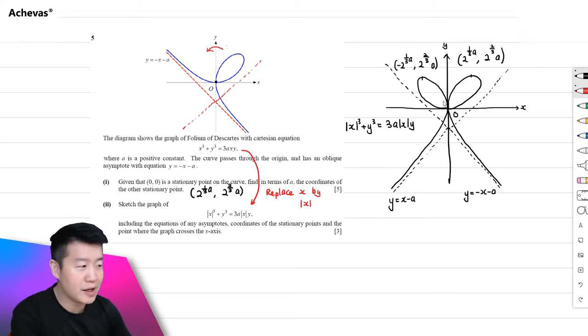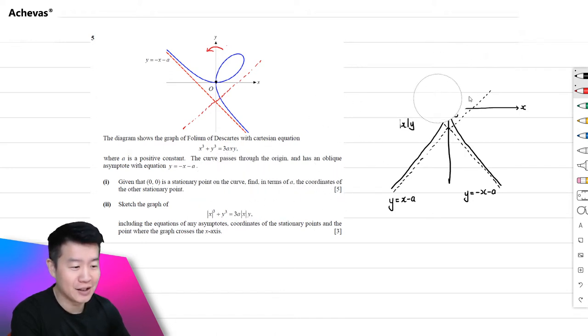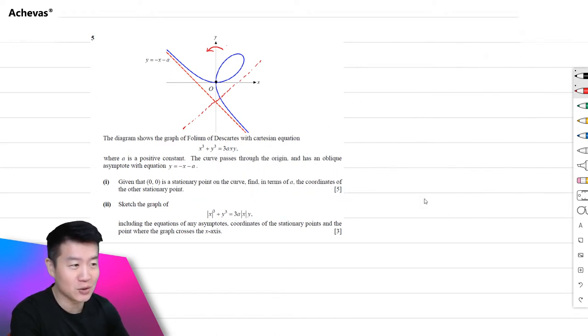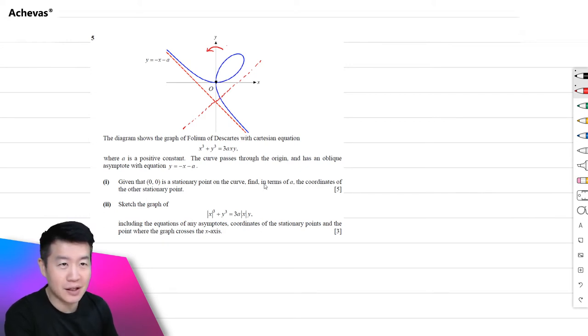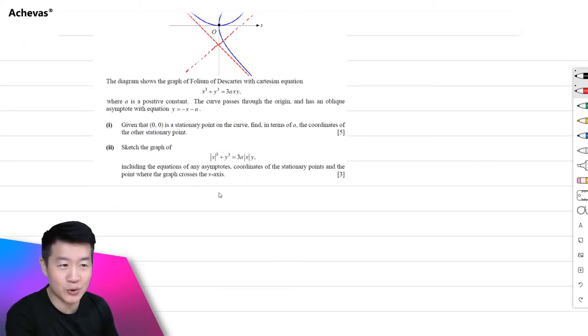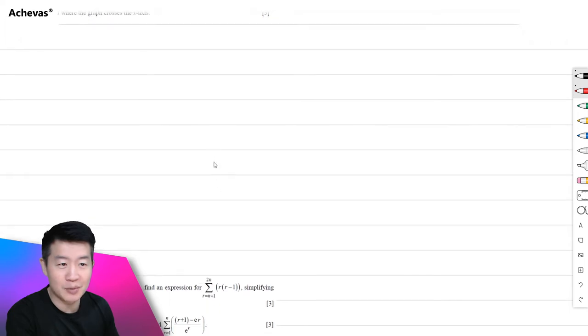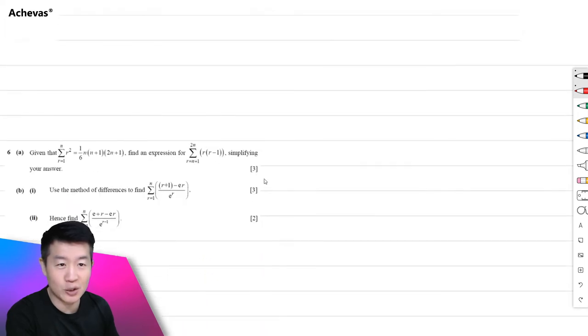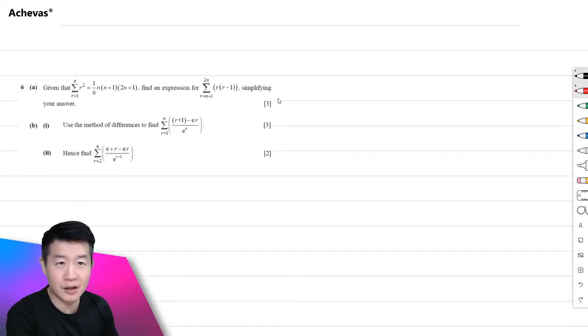Next. Wow, we are already at question number 6. So 6 and 7, then I think maybe we will get a chance to do 8 or so. That will give us more time to discuss and try 9 to 11 on Friday.